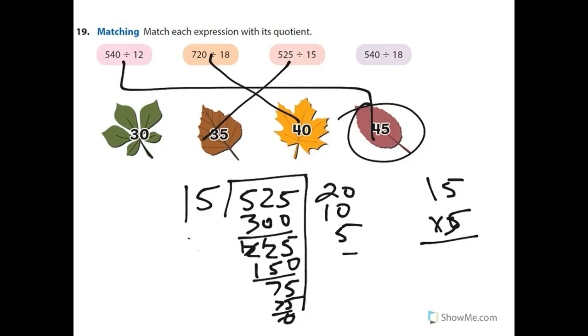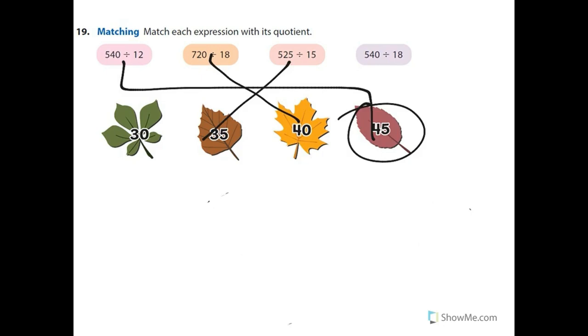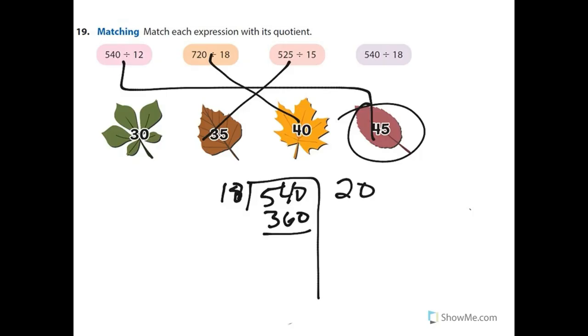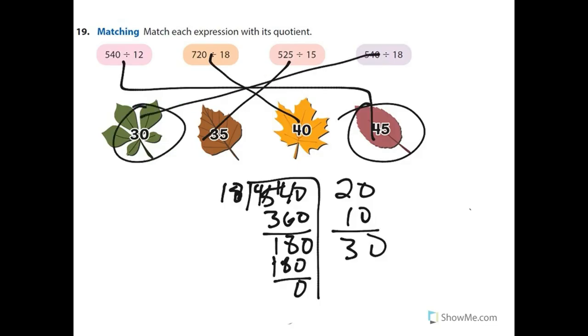Alright, and then 54 divided by 18. Not 54, but 540. Alright, so 540 divided by 18. So I know that 2 times 18 is 36, so 20 times 18 is 360. And hey, I know that 10 times 18 is 180. And I've got 30. There we go. So that's another strategy that you can use.